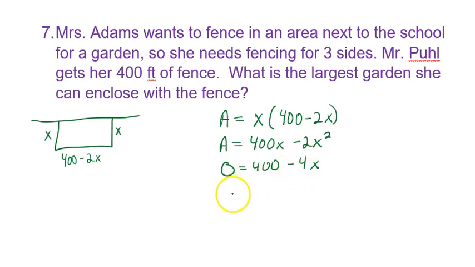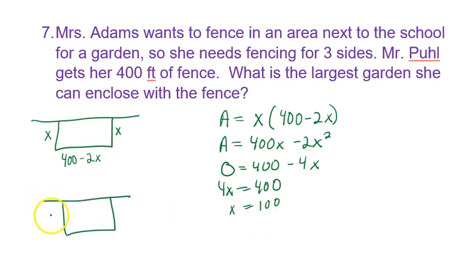Well, I can add to the other side, so 4x will equal 400, divide, and x is going to equal 100. So what that's telling me is my garden is going to have 100 feet here and 100 feet here, so obviously there's 200 feet left here. The biggest area she can enclose is whatever 100 times 200 is, which would be 20,000 square feet.